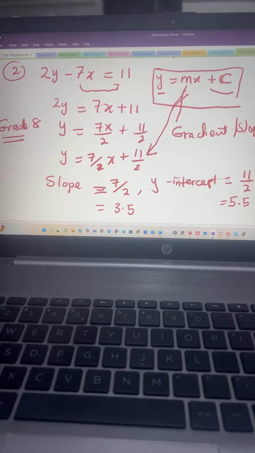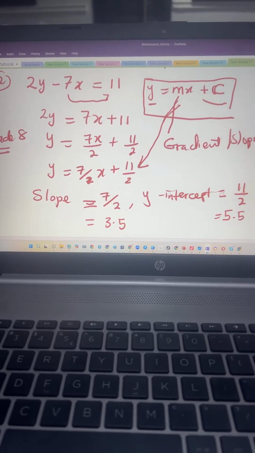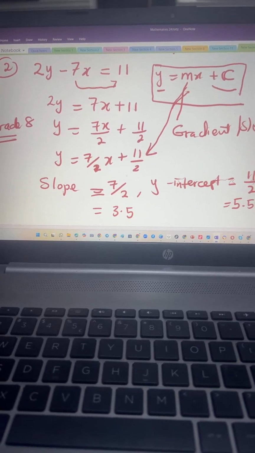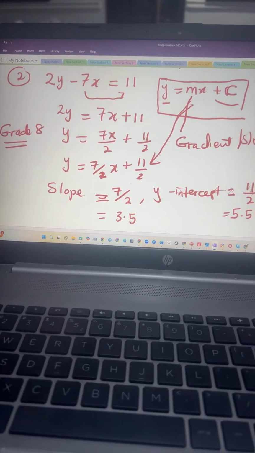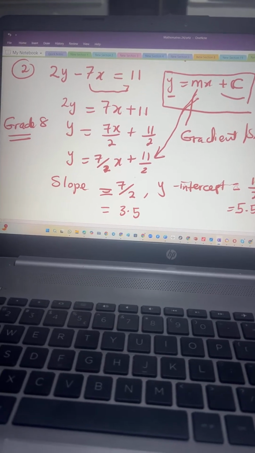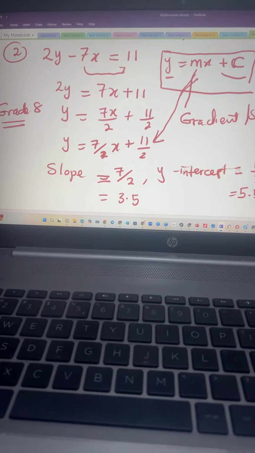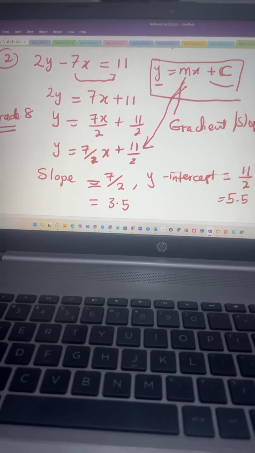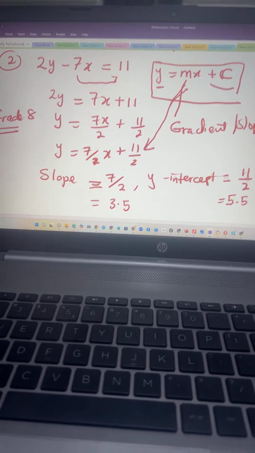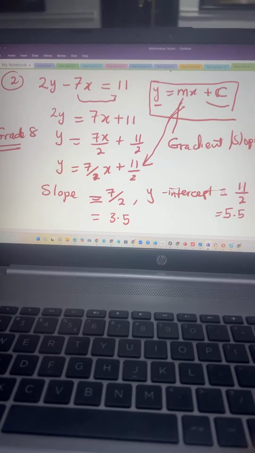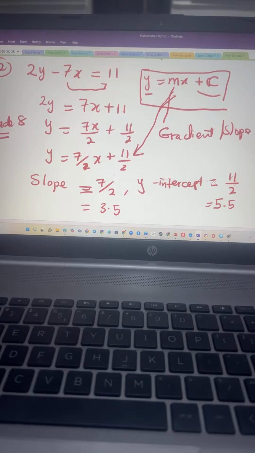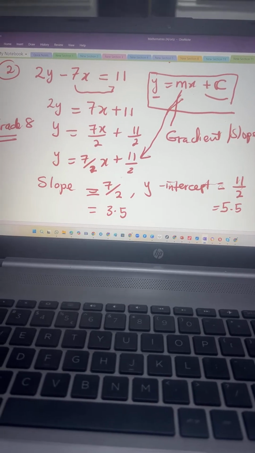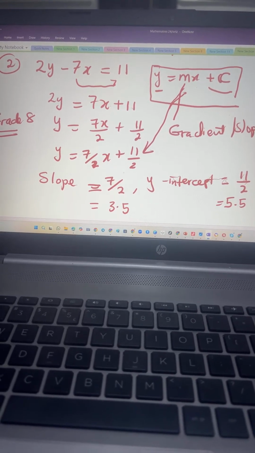The question here is asking us how to find the gradient, not just y. We are asked to find the gradient and the y-intercept. Beautiful. Go on. The question here is 2y minus 7x equals 11. The most reasonable thing to do to get here.